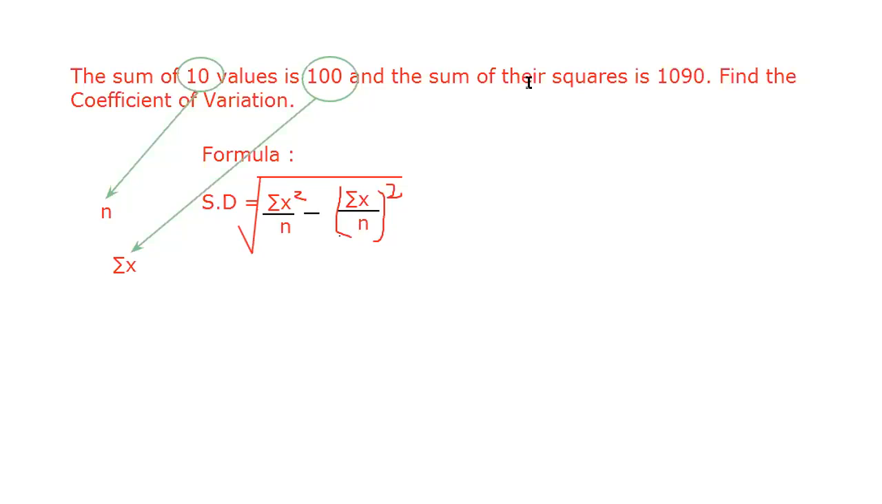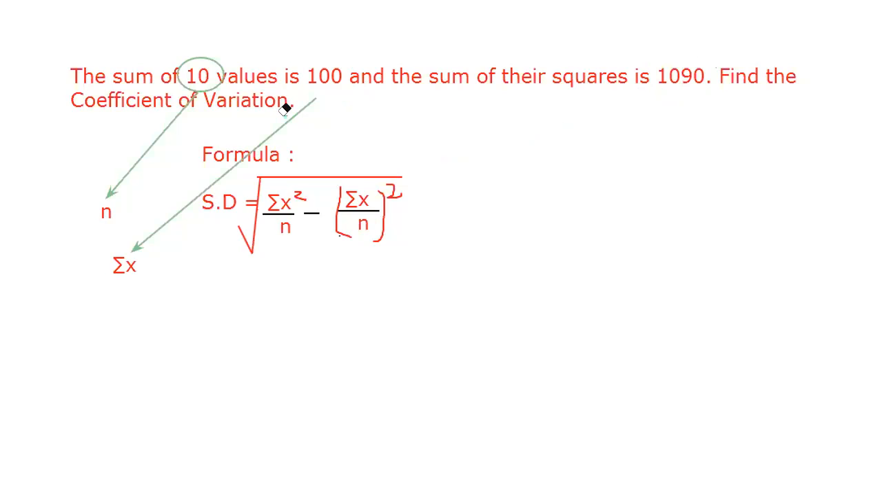What is the sum of their squares? That is 1090. So the sum of their squares is sigma x square. This is our sigma x square, and 10 is our n, and 100 is our sigma x. So now we found the values, so we can easily apply them in our formula, right?